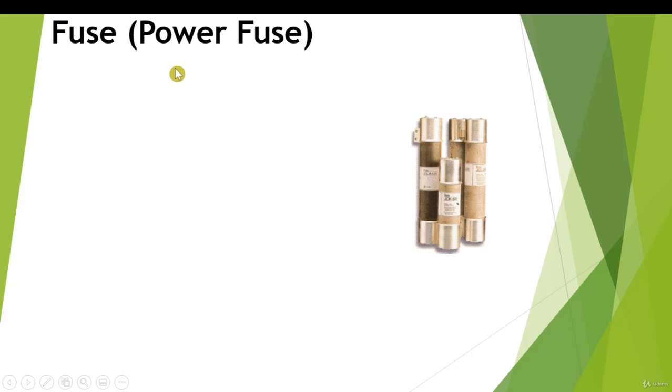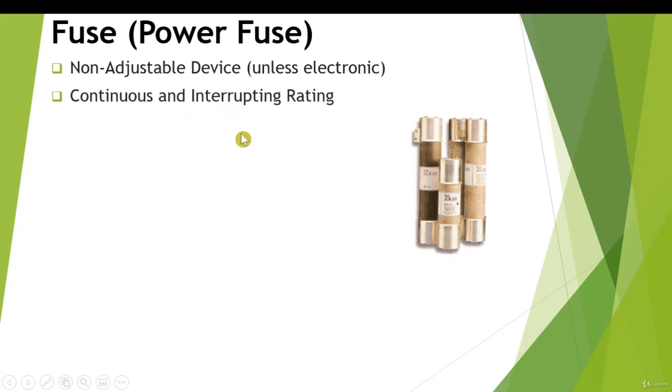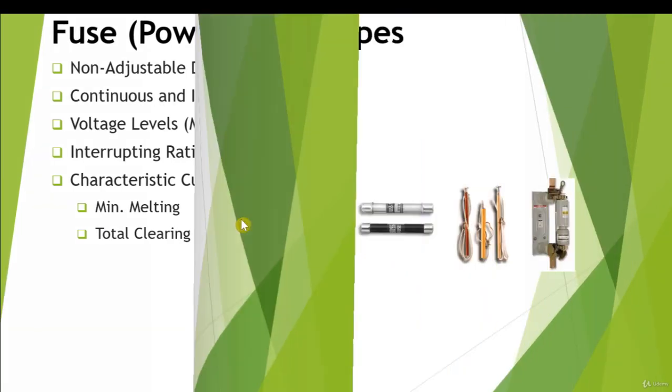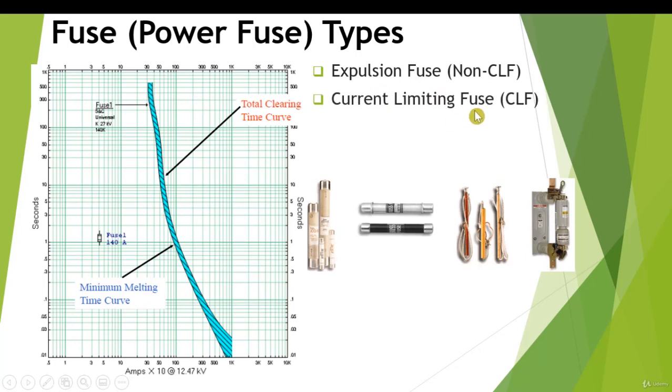So here we'll understand the protection by power fuses. As you are aware, a fuse is a non-adjustable device which has continuous and interrupting rating, and the characteristic of the fuse is identified by minimum melting and total clearing time. So this is the fuse characteristic where the lower band is the minimum melting curve and the upper band is the total clearing curve. There are various types of fuses available in the market. Some of them are expulsion type, current limiting fuses, and electronic fuses.